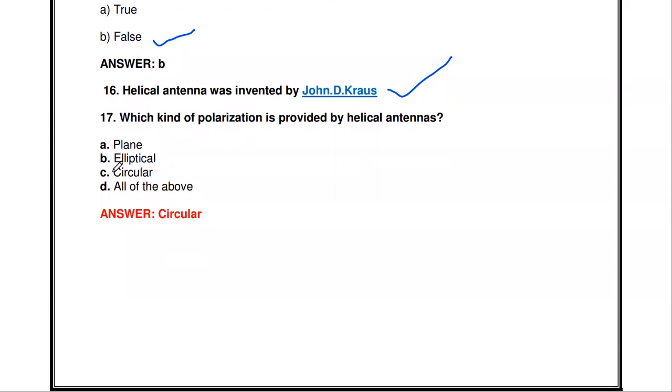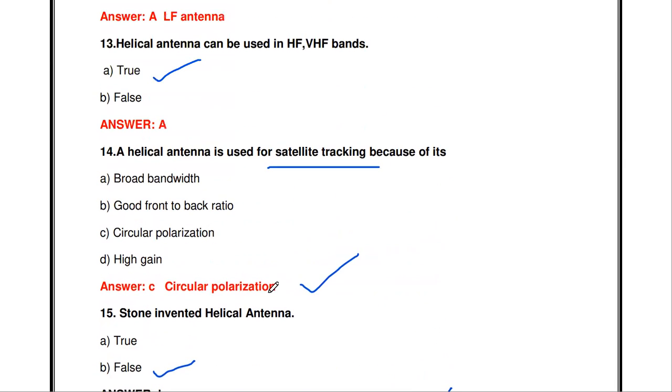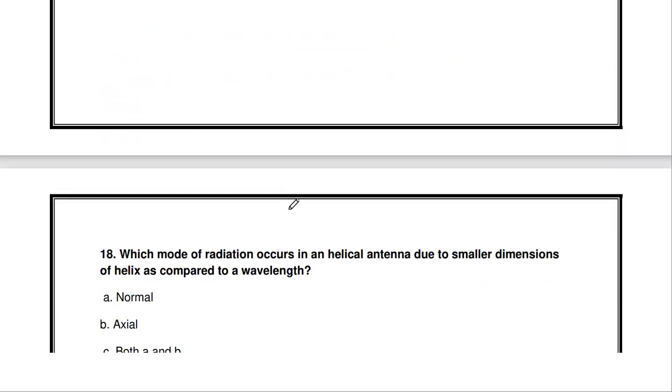The next one: which kind of polarization is provided by helical antenna? Plane polarization, elliptical polarization, circular polarization. Circular polarization. The helical antenna is producing circular polarization. Because of that, the helical antenna is used for satellite tracking. So it's a main important thing.